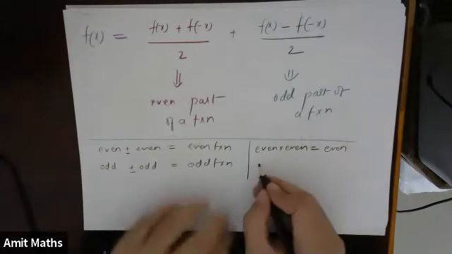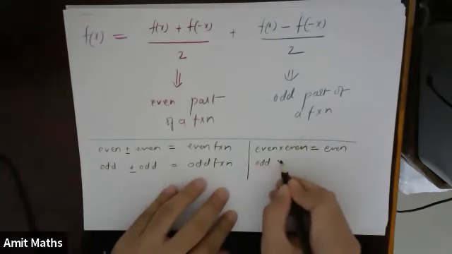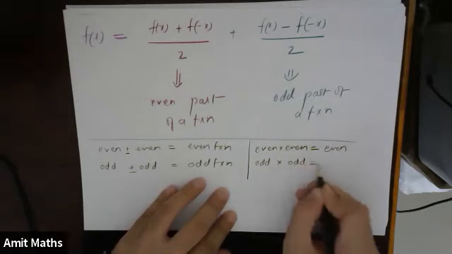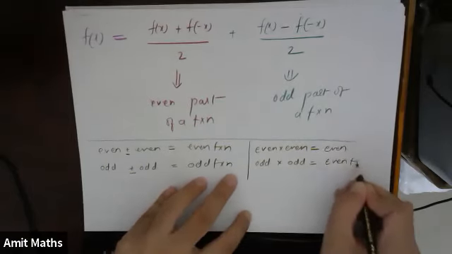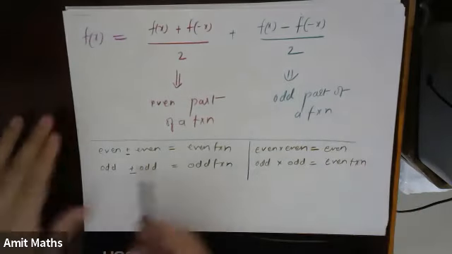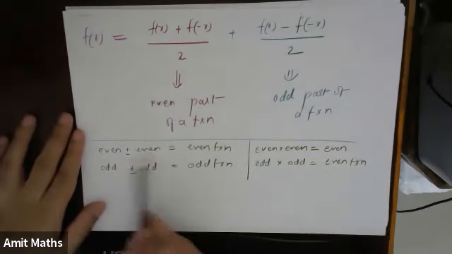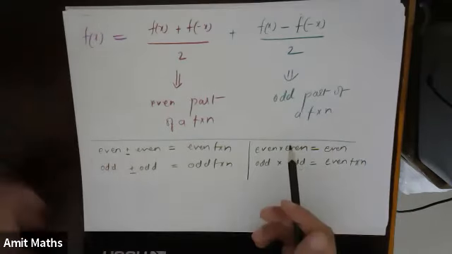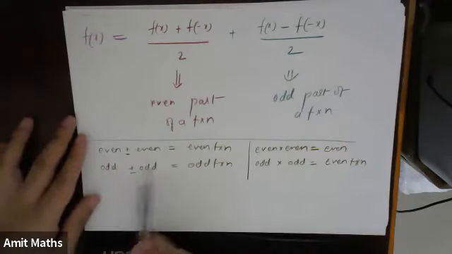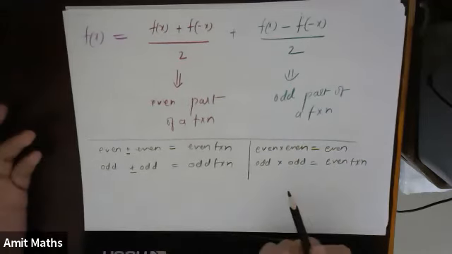Odd into odd will give you what? Odd into odd will give you an even function. Understood? Now suppose you add even plus odd or even minus odd, what will you get? You will get neither even nor odd. Odd plus even or odd minus even, neither even nor odd.